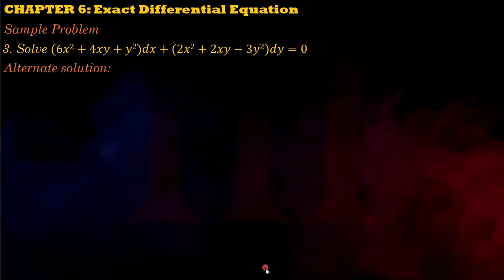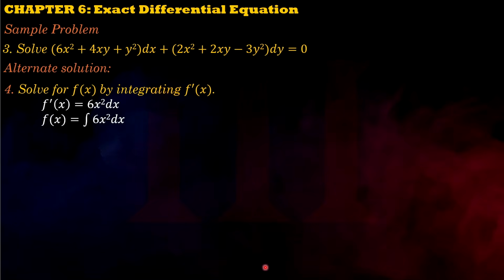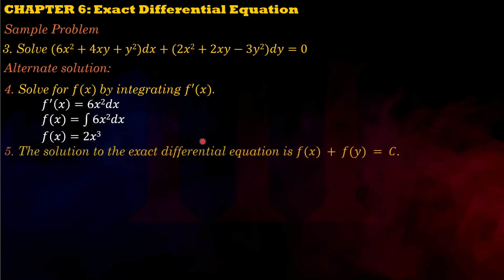And then step number 4, solve for f of x by integrating f prime of x. This is our f prime of x. Then we have to integrate. Integrating will give us 6x cubed over 3 or simply 2x cubed. And then lastly, the solution for this exact differential equation is simply adding f of x to f of y.